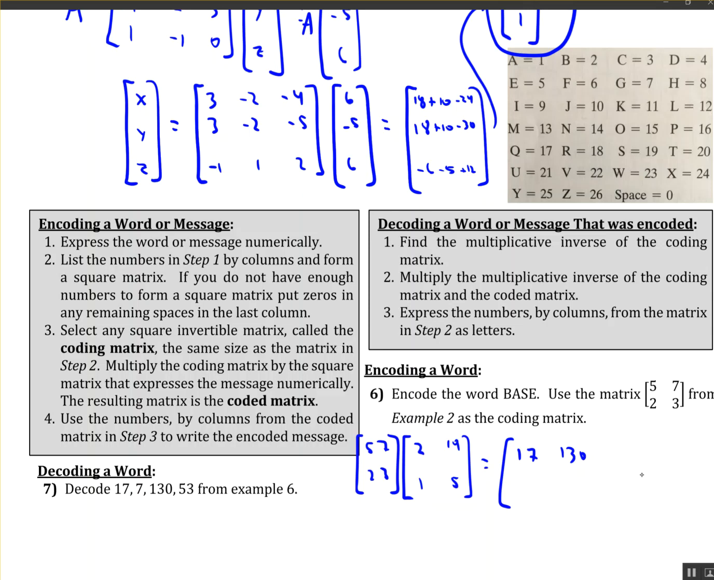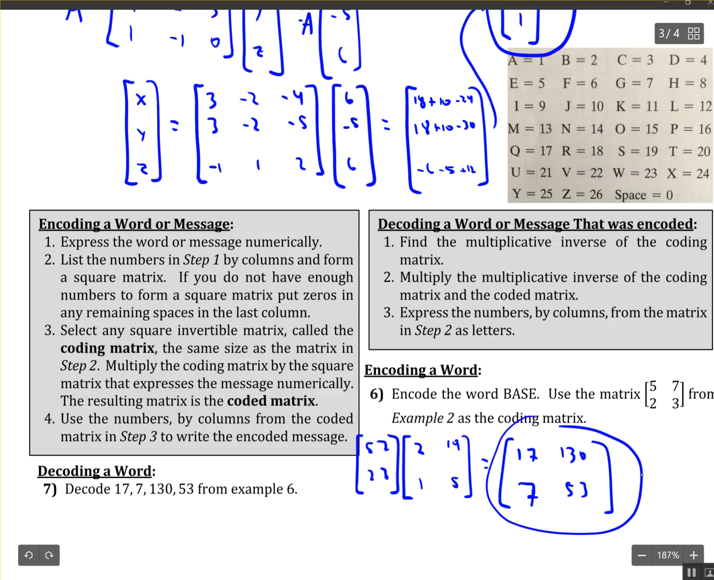2 times 2 plus 3 times 1 is 7. 2 times 19 is 38, plus 15 gets me 53. Let me make that 7 a little bit clearer. So that would be the word "base" encoded.